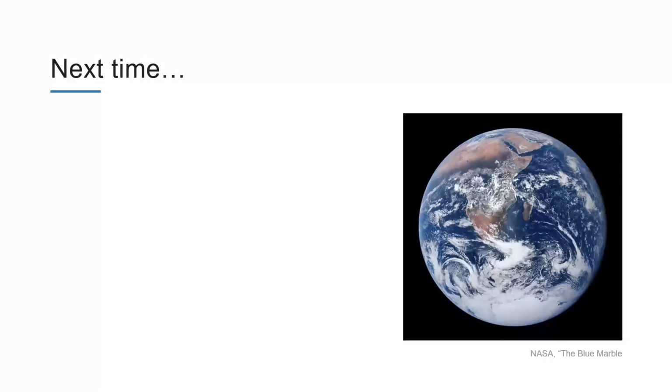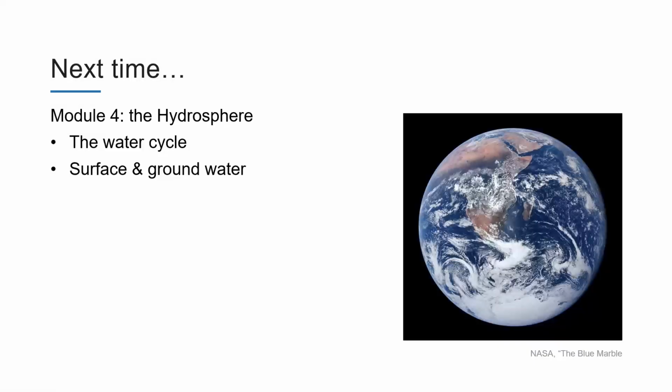Our next video will be in Module 4, where we'll be covering the hydrosphere, or the water found on Earth and in the atmosphere. In Module 4, we'll talk about the water cycle, which covers how water moves from the surface to the air and back. And then we'll talk about surface and groundwater and a bit about weather.